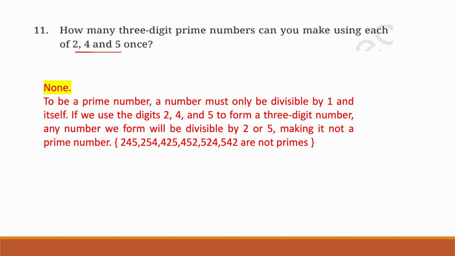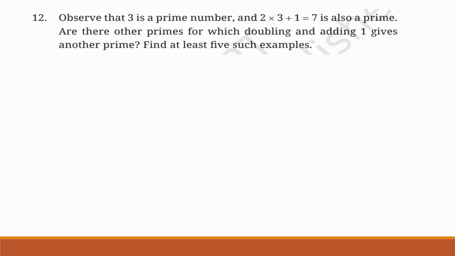See, the numbers 245, 254, 425, 452, 524, 542. These numbers are either divisible by 2 or 5, so they are not primes. Observe that 3 is a prime number and 2 into 3 plus 1 equal to 7 is also a prime. Are there other primes for which doubling and adding 1 gives another prime? Find at least 5 such examples.